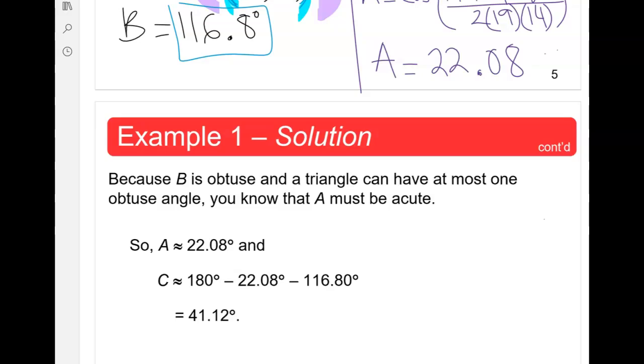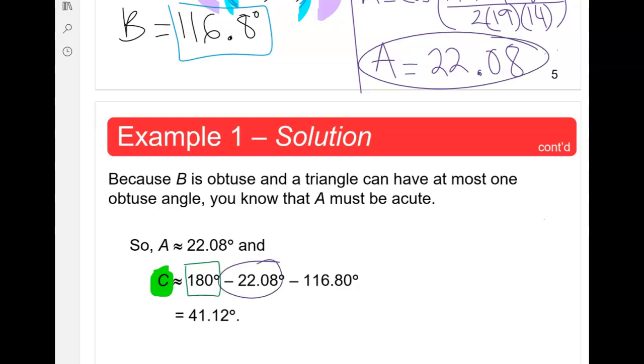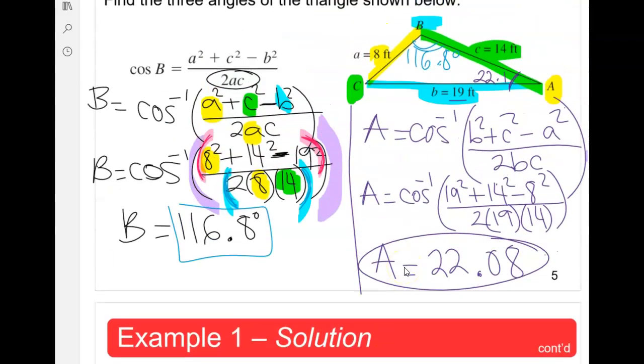So now to find the third angle, we have A, we have B. The only one left that we don't have is C. And remember, the interior angles of a triangle always add up to 180. So that's why we start from there. We subtract what we found for angle A. You can see it here. And then we subtract what we found for angle B. And that gives us angle C, which is 41.12. So I'm just going to go back up here and write it down. So angle C is 41.12.